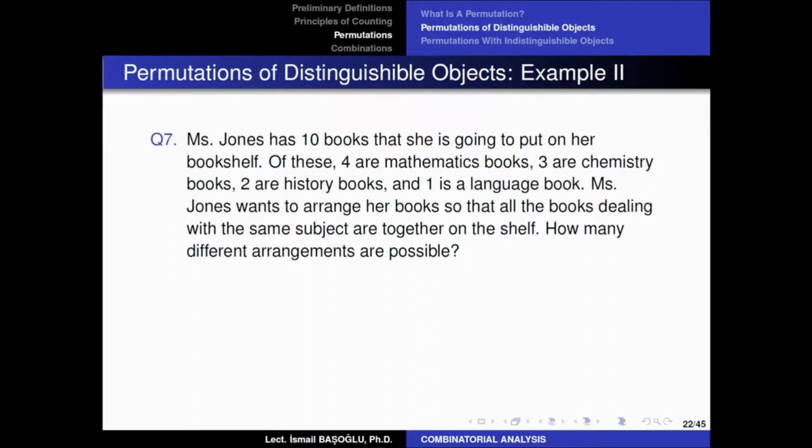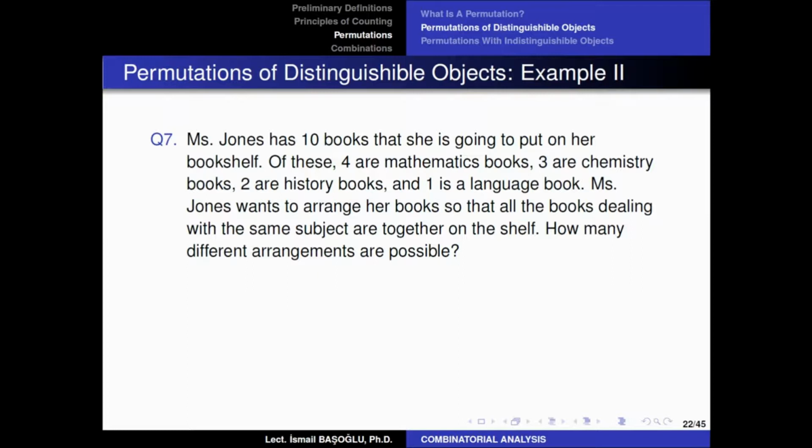Miss Jones has 10 books that she is going to put on her bookshelf. Of these, 4 are mathematics books, 3 are chemistry books, 2 are history books, and 1 is a language book. Miss Jones wants to arrange her books so that all the books dealing with the same subject are together on the shelf. So there is a constraint here.